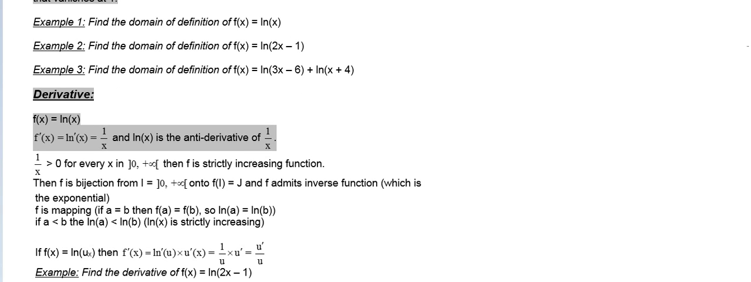Example 1, find the domain of definition of the ln function, ln x. Domain of ln x: always the inside of ln, which is x, should be greater than 0. This means its domain is from 0, open at 0, to plus infinity.